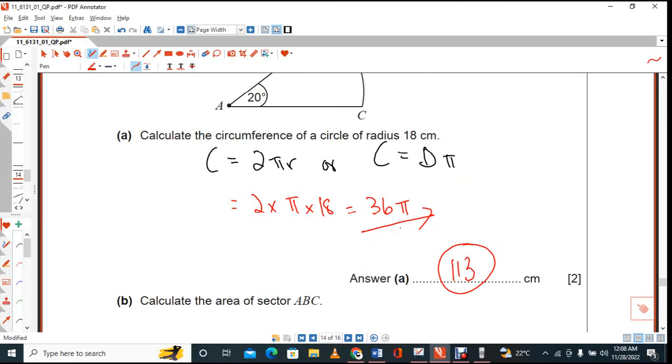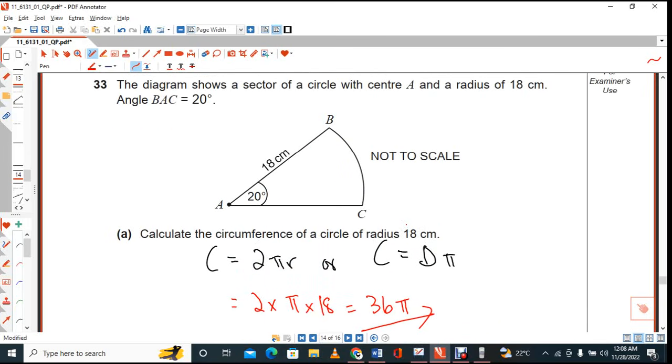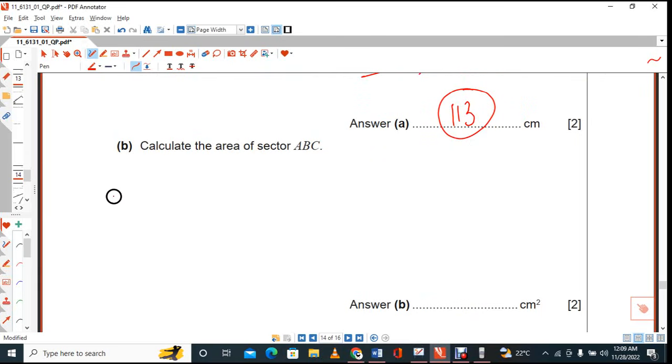Now, they are asking you to calculate the area of the sector ABC. Remember this sector is part of a larger circle. Are we clear? To find the area of a circle, we use the formula pi r squared. But since this is a sector, we have to use that part of the circle. What part is it? It's 20 degrees out of 360. So the area of the sector is 20 out of 360 times pi times the radius squared.